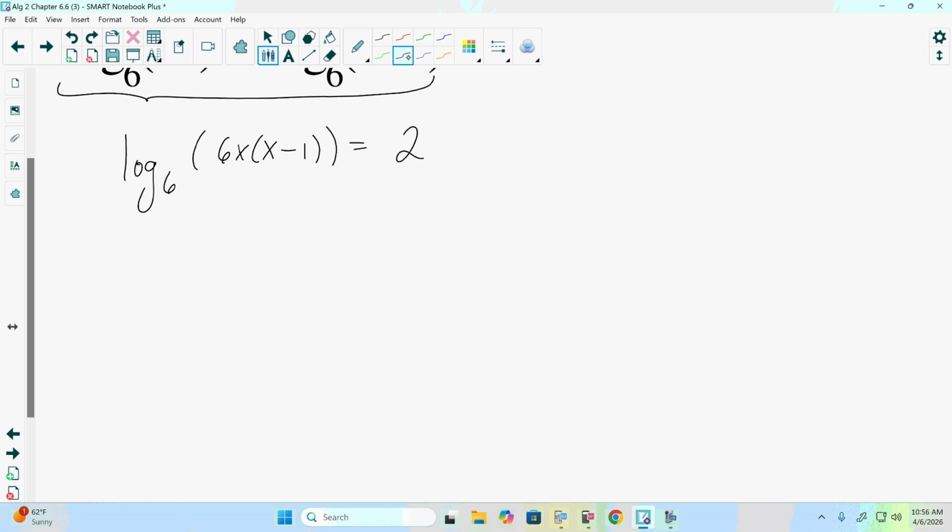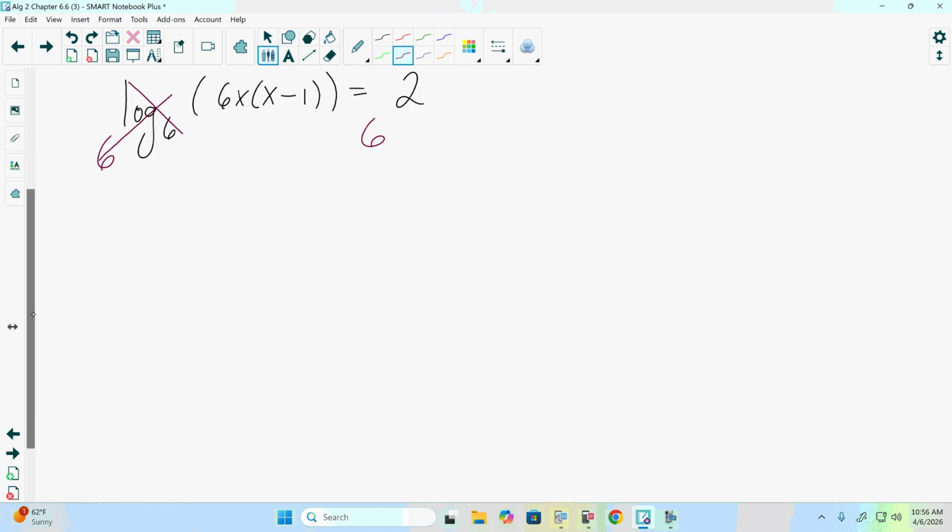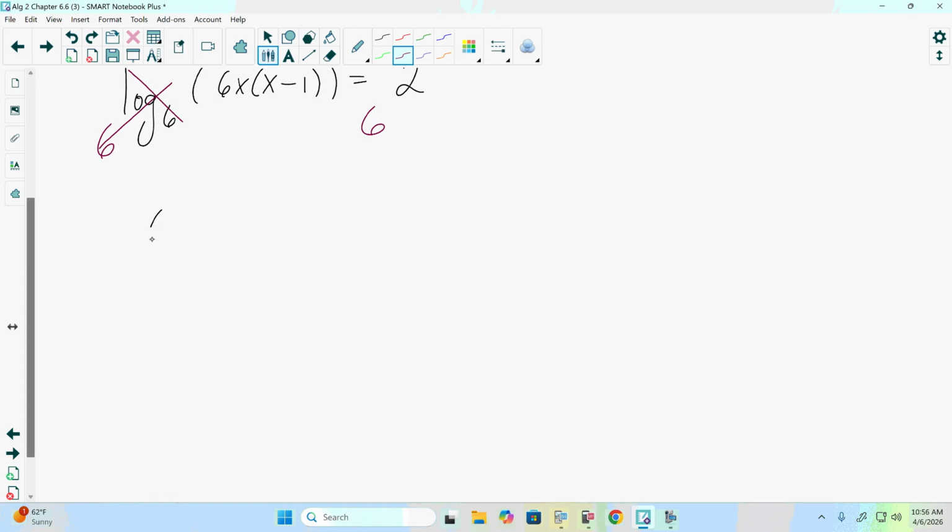Now that I do have one term on both sides, we need to get that variable out of the logarithm, and we can do that by putting both sides to the base of what? 6, because the logarithm's base is 6. And 6 to log base 6 is going to simplify out, leaving us with 6x times x minus 1 is equal to 6 squared.